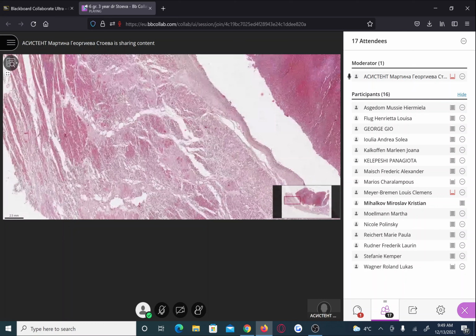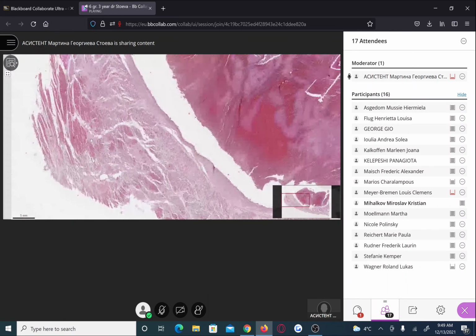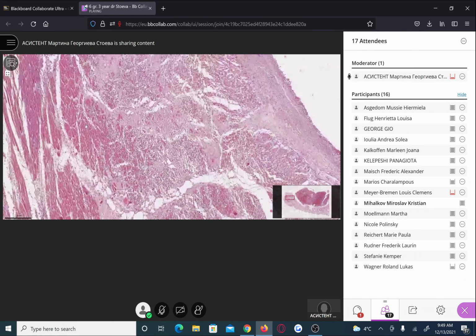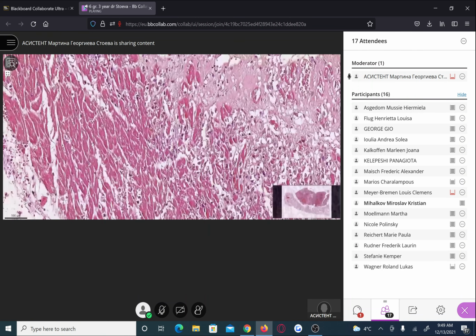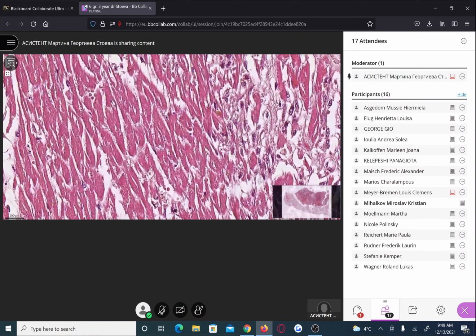At the left side, even at low magnification, the zone is more eosinophilic. And when we zoom in, we can't find the nuclei of the cells. And their cytoplasm is hyper-eosinophilic.